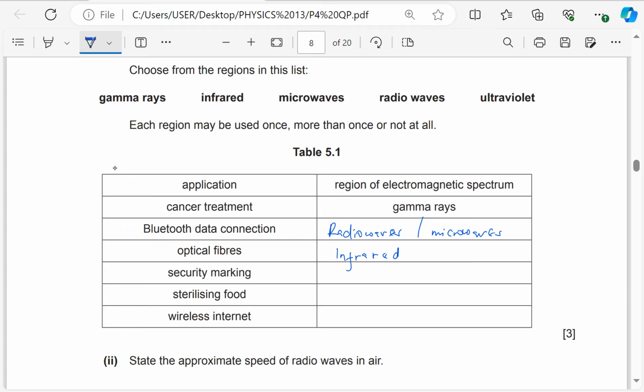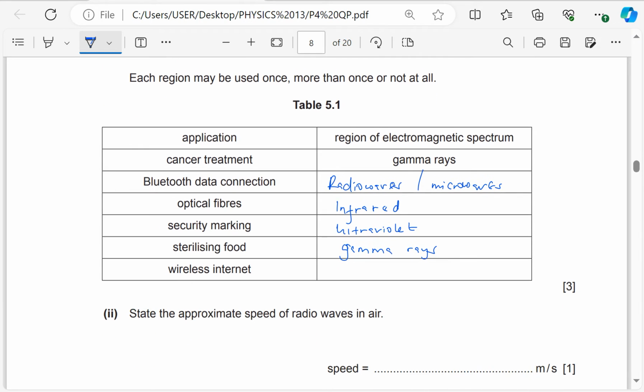Security marking, I think security marking is normally ultraviolet. Sterilizing foods, this is normally gamma rays. From that, it could be X-rays, but normally gamma rays. Then wireless internet is still microwaves. So wireless internet is normally microwaves.